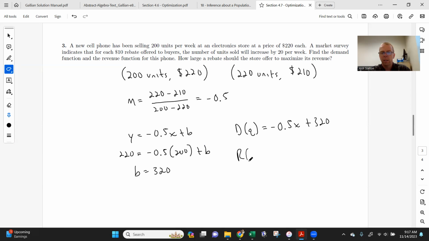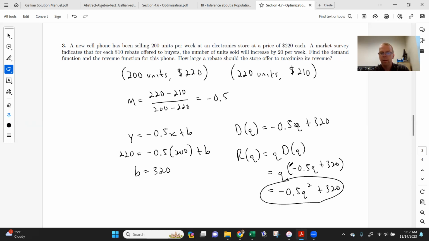The revenue function is just going to be q times the demand function. So q times negative 0.5q plus 320. Distribute the q, and we get negative 0.5 q squared plus 320q. And so there is our revenue, and there is our demand.